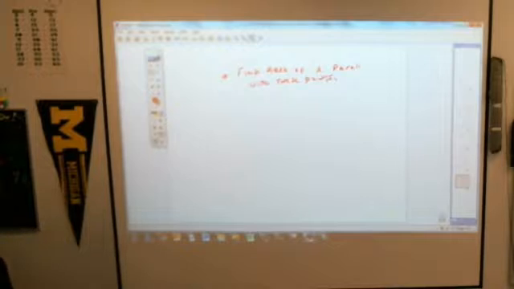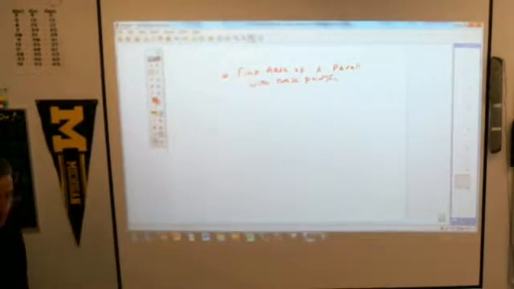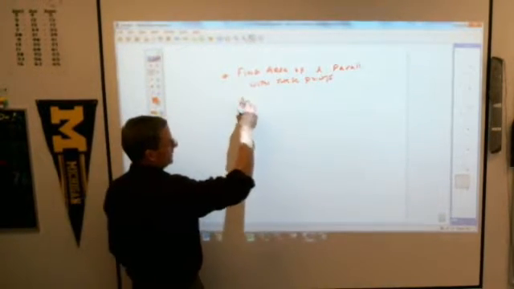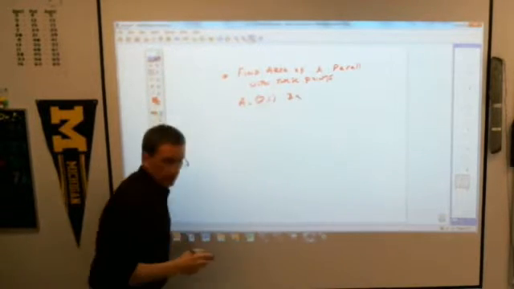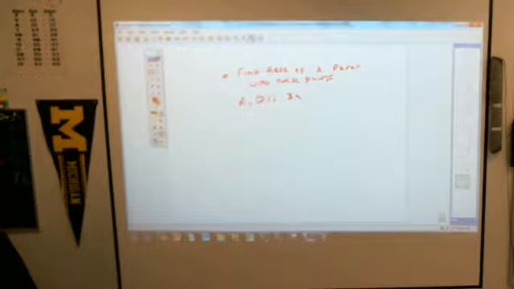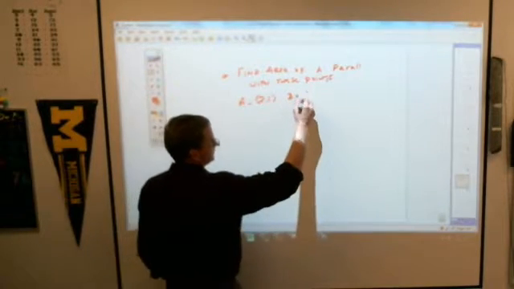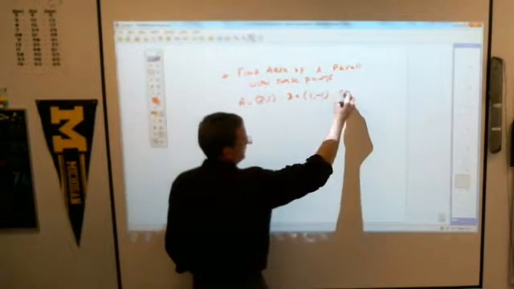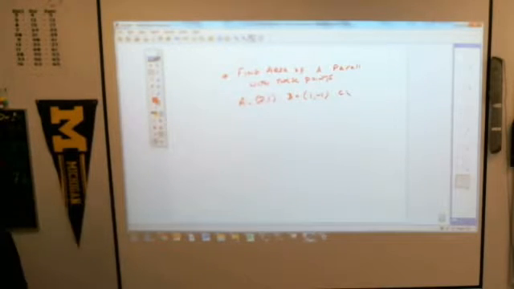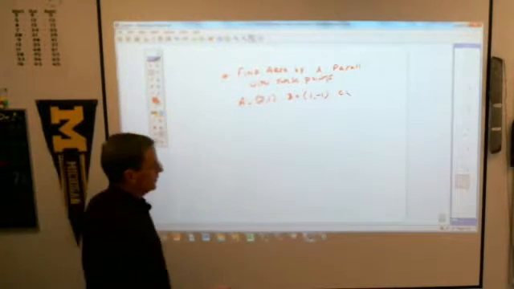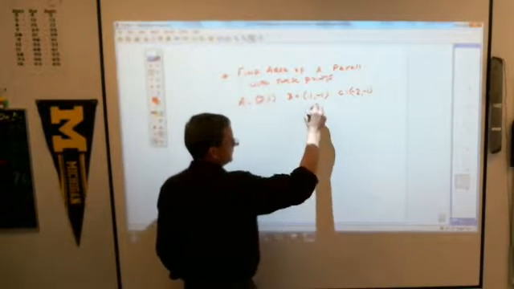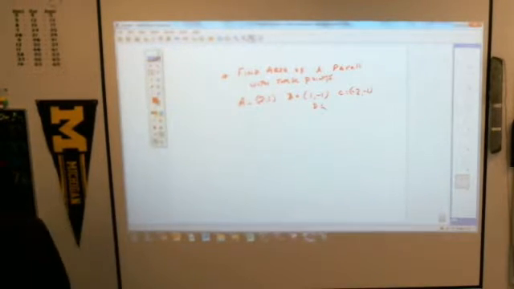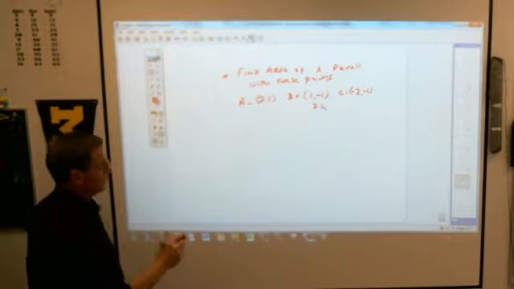Here they are. Here are your points. Point A is at 2, 1. B is at, don't worry, I will get there, 1, -1. C is at -2, -1. And D is at -1, 1.